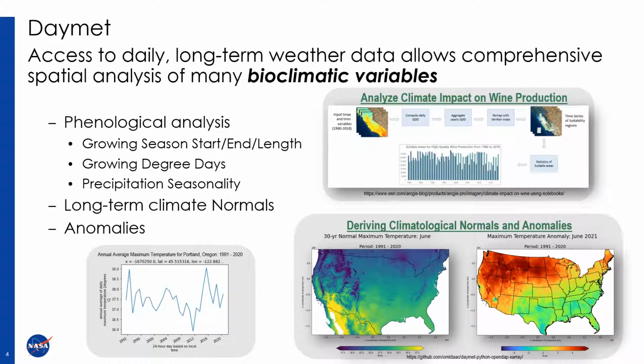In the images starting in the upper left, I show some examples of what type of analysis we have available as tutorials. The first is an analysis of climate impacts on wine production in California. That demonstration was done as a collaboration with Esri. The figures at the bottom show images from a tutorial that produced monthly climate normals and compares the departure in June of 2021. You may remember that was a particularly hot period in the Northwest. And the line graph shows those annual averages that correspond to the location of Portland, Oregon.